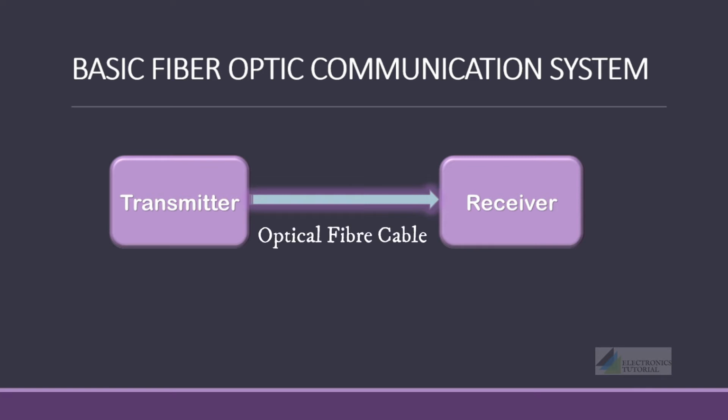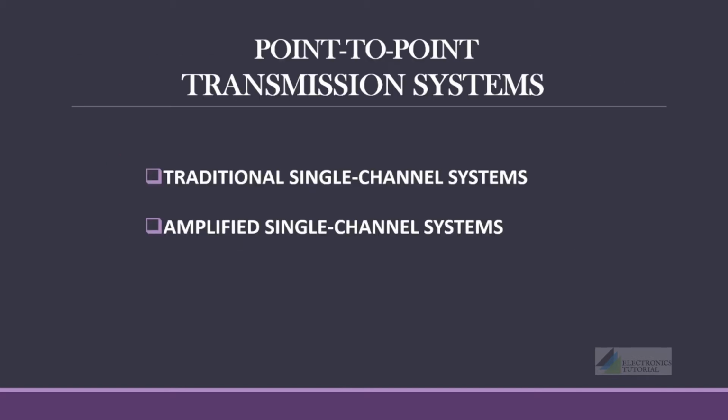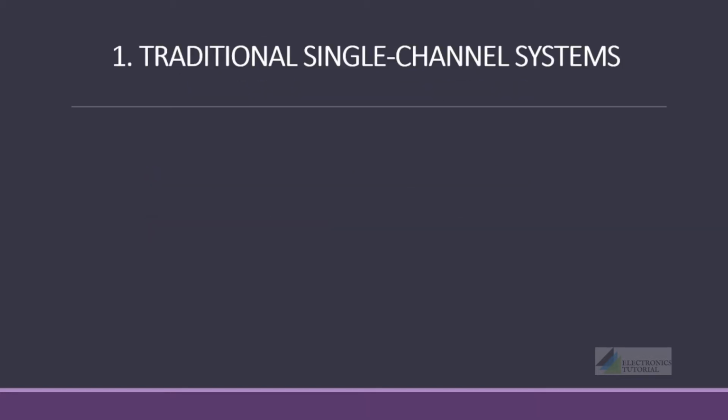optical fiber cable. If the transmitter is kept in a fixed point and the receiving point is also specified, then we can term it as a point-to-point communication system. Point-to-point systems are usually categorized as traditional single-channel systems and amplified single-channel systems. Let's have a look. What is this traditional single-channel system?